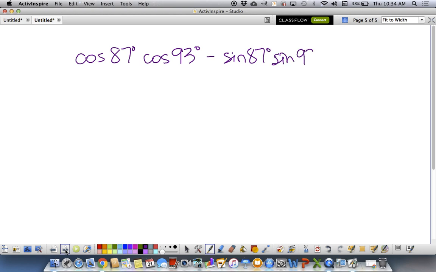Now I'm allowed to use my calculator? No. We're not going to use calculators much.